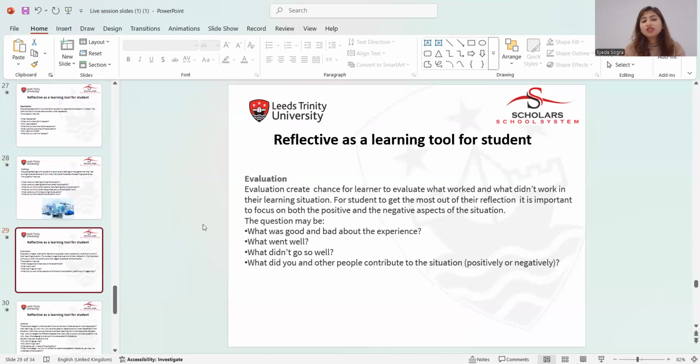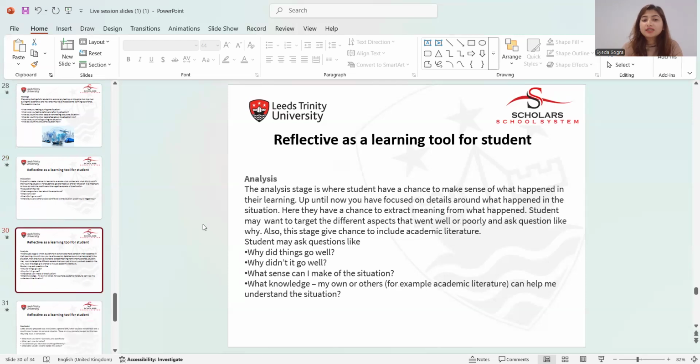Then we have the evaluation, where you evaluate by creating a chance for the learner to evaluate what worked and what didn't work in their learning situation. And for students to get the most out of their reflection, it's important to focus on both the positive and negative aspects of the situation so you can critically evaluate the situation. So what was good, what was bad about the experience, and what did you or the other people contribute to the situation positively or negatively?